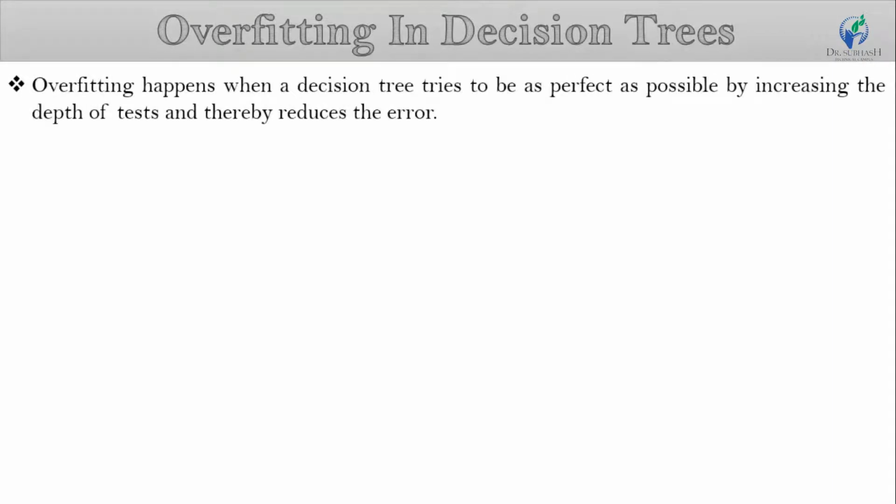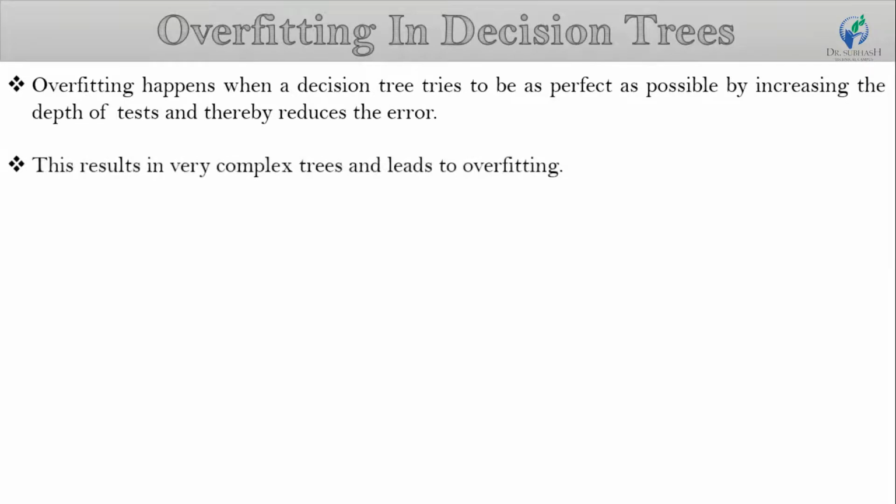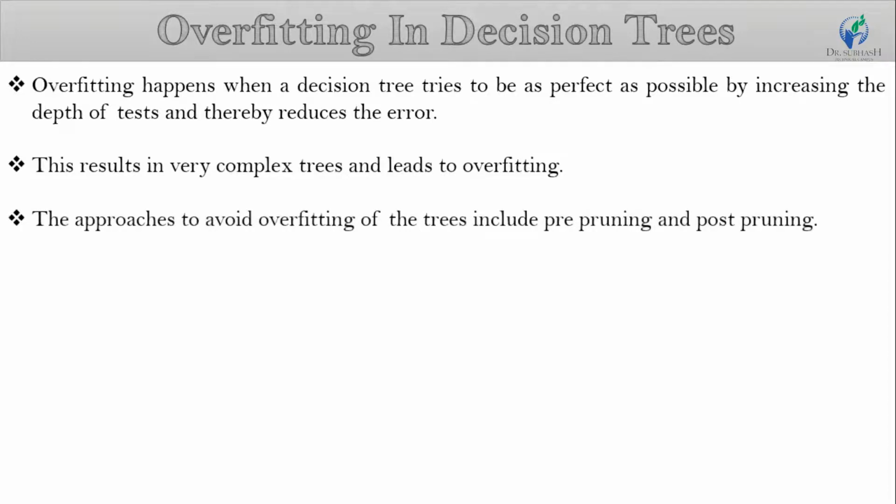Now, I will explain overfitting in decision trees. Overfitting happens when a decision tree tries to be as perfect as possible by increasing the depth of the tree and thereby reducing the error. This results in very complex trees and leads to overfitting. So overfitting reduces the predictive nature of the decision tree. The approaches to avoid overfitting of the trees include pre-pruning and post-pruning.